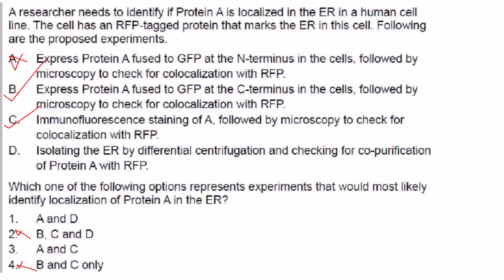Oh sorry, I made a mistake here. A is not correct. So 1 is wrong and 3 is wrong. Okay, B, C. Okay, we will see whether D is correct. Okay, B is the right statement. I made a mistake there.